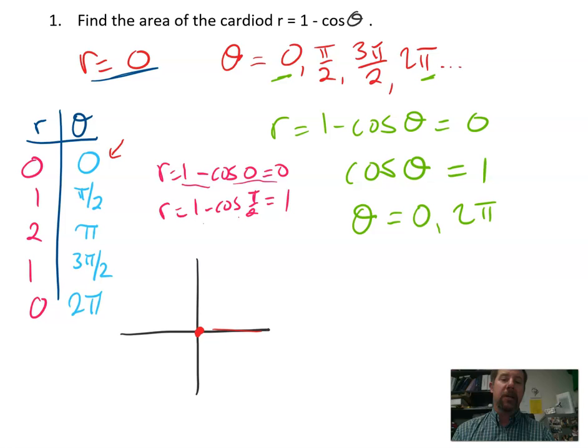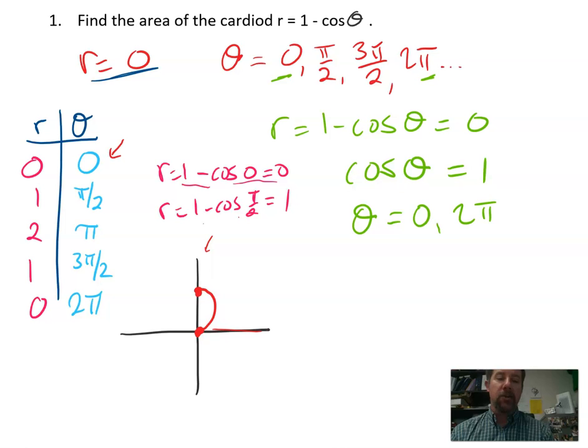Okay. Now I'm going to go to the point 1 comma pi over 2. So pi over 2 is up the y-axis, the old y-axis, but now it's up here, right? And I'm going to do a radius of 1. Okay? So I'm going from the pole to 1 at pi over 2, and I just kind of loop it, just to give me a rough idea what it's going to look like.